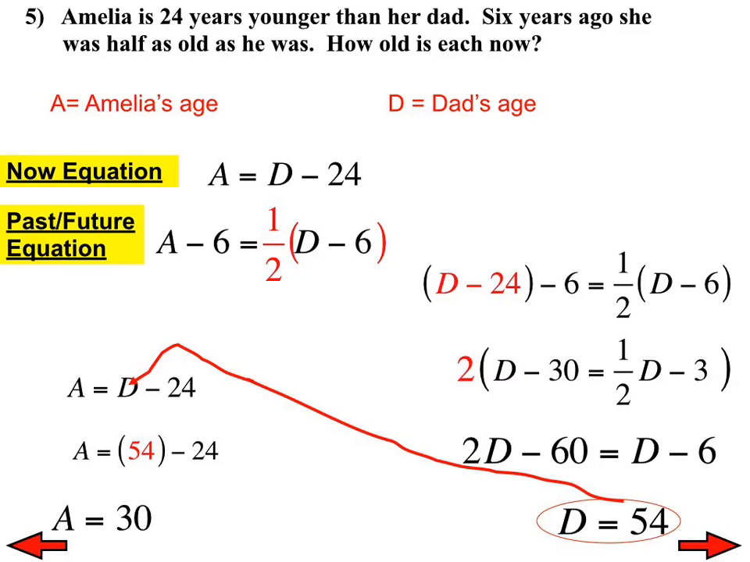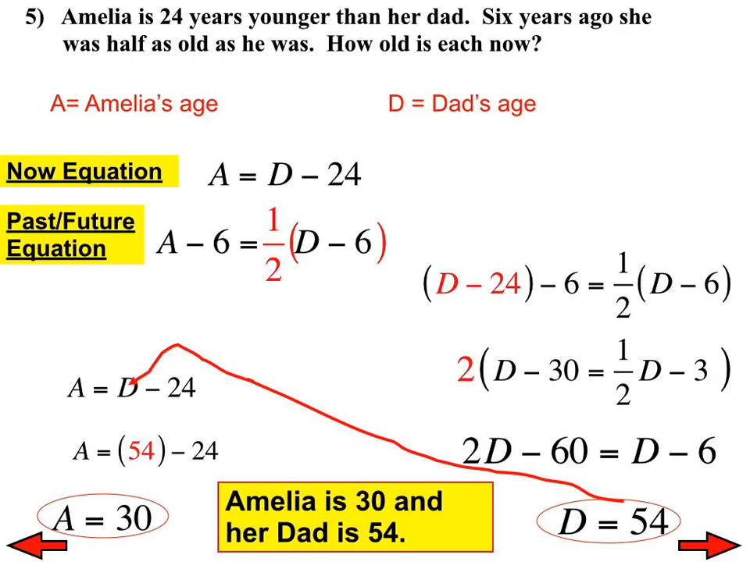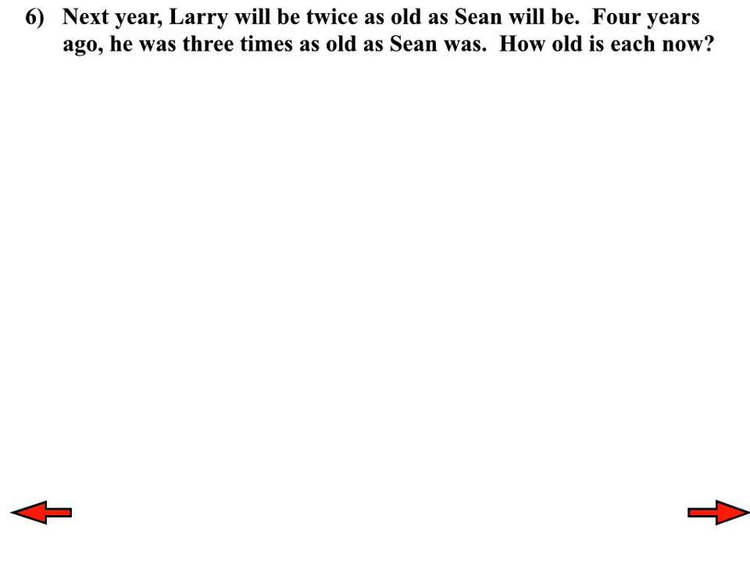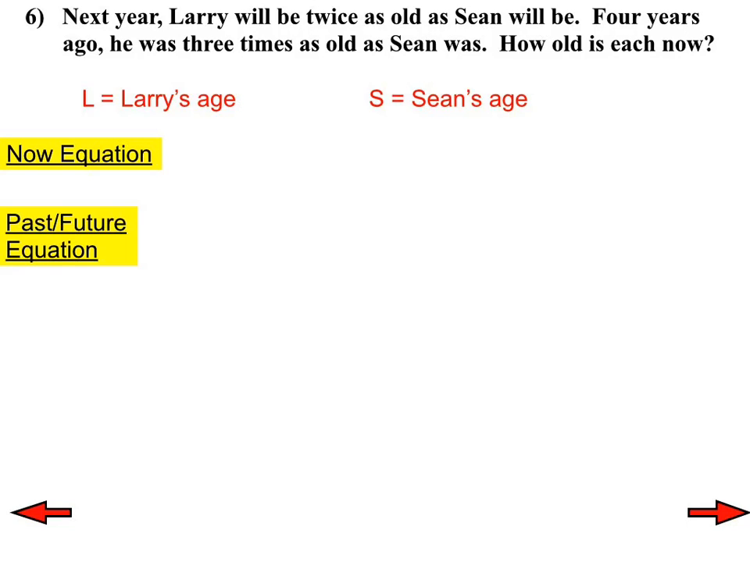All right, one problem left. Let's take a look at number 6. Number 6 says, next year, Larry will be twice as old as Sean will be. 4 years ago, he was 3 times as old as Sean was. How old is each now? Well, I'm going to use L and S. Anybody want to take a shot at the now equation?